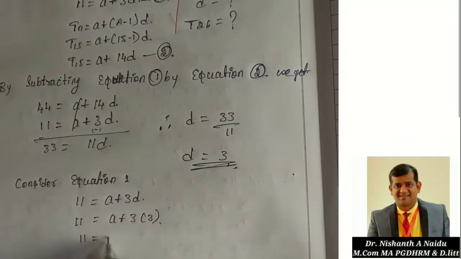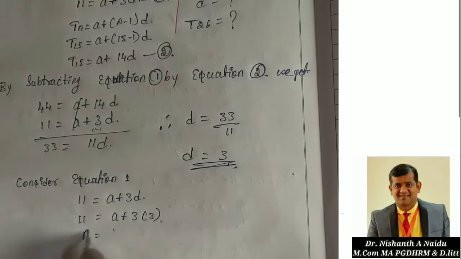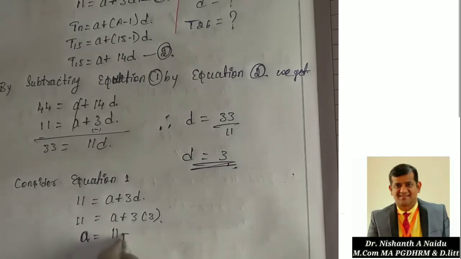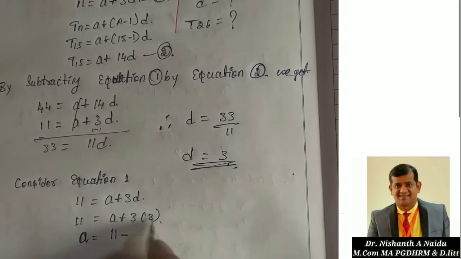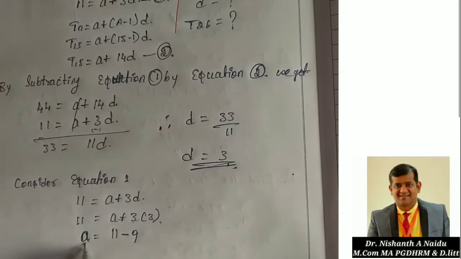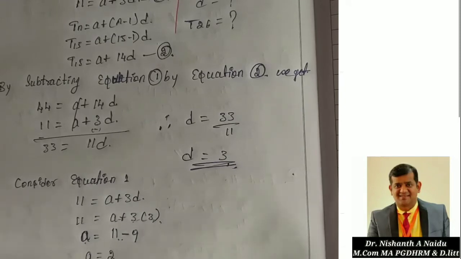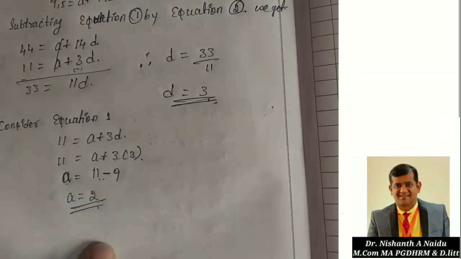So 11 equals, therefore a equals 11 minus 3, 3 3s are 9. So I have carried forward a, so this 11 comes to this side. So 11 minus 9. Therefore a equals 2. So now we got the a value as 2.